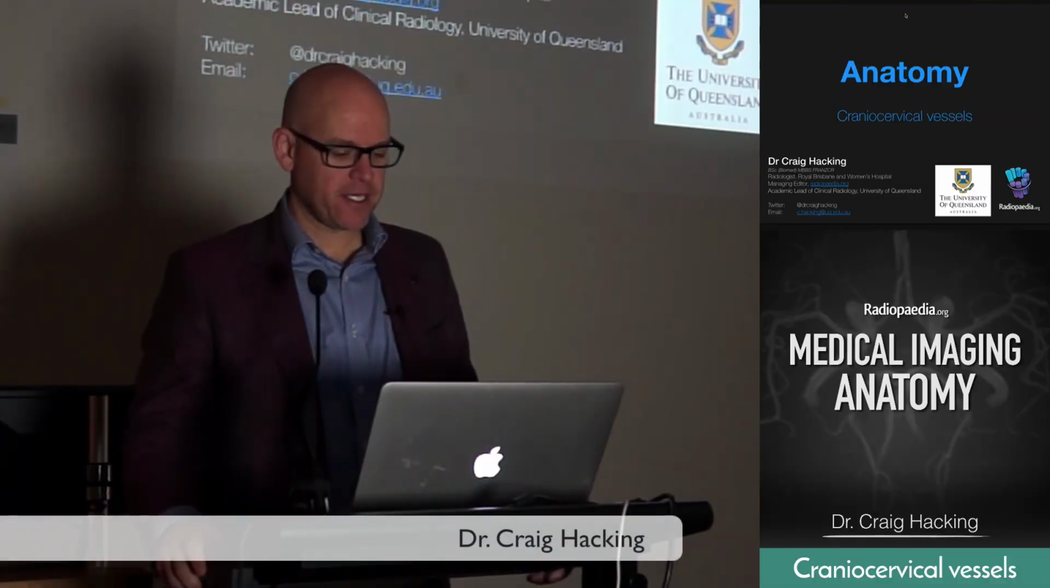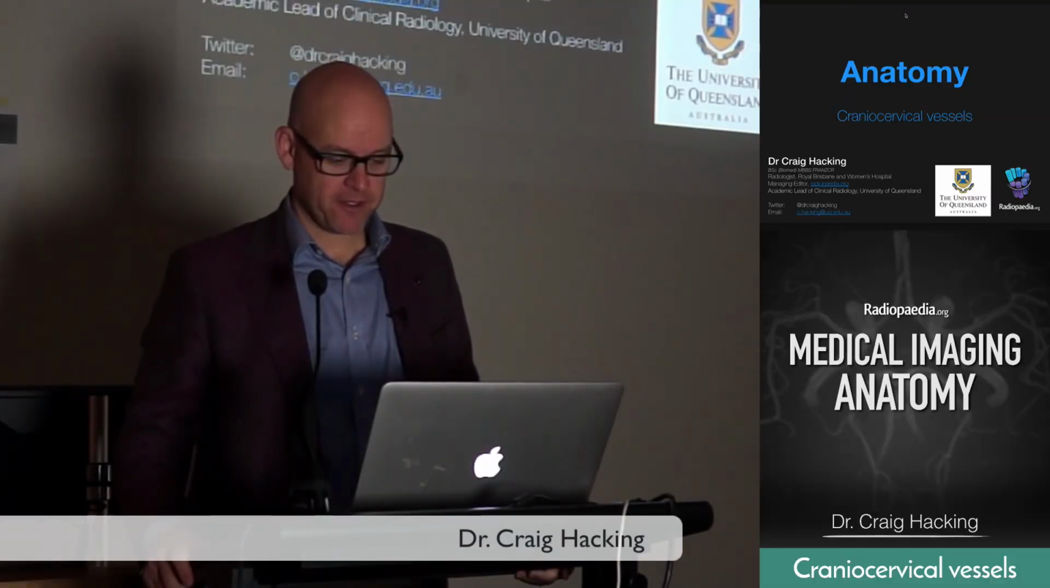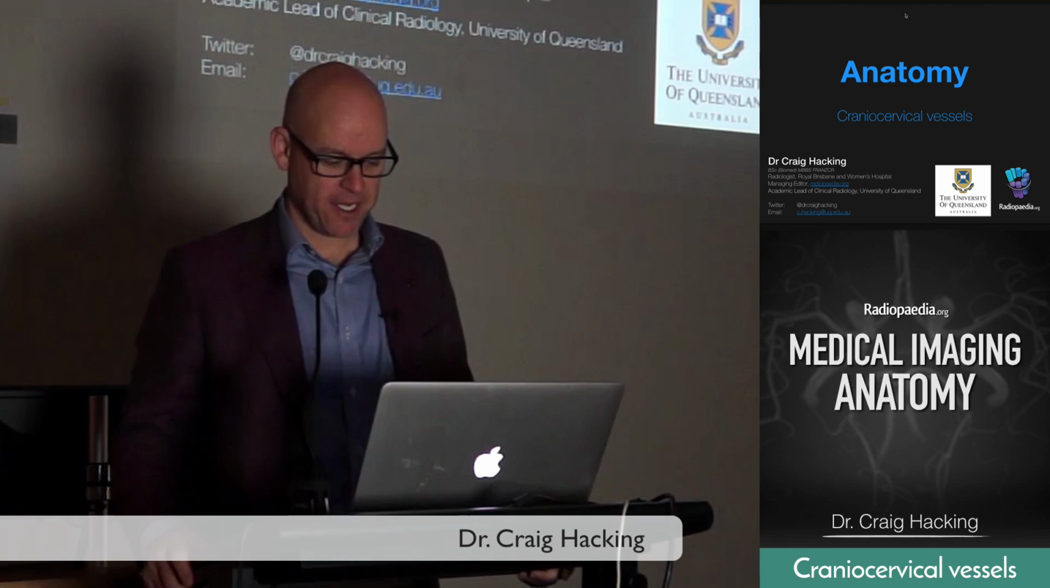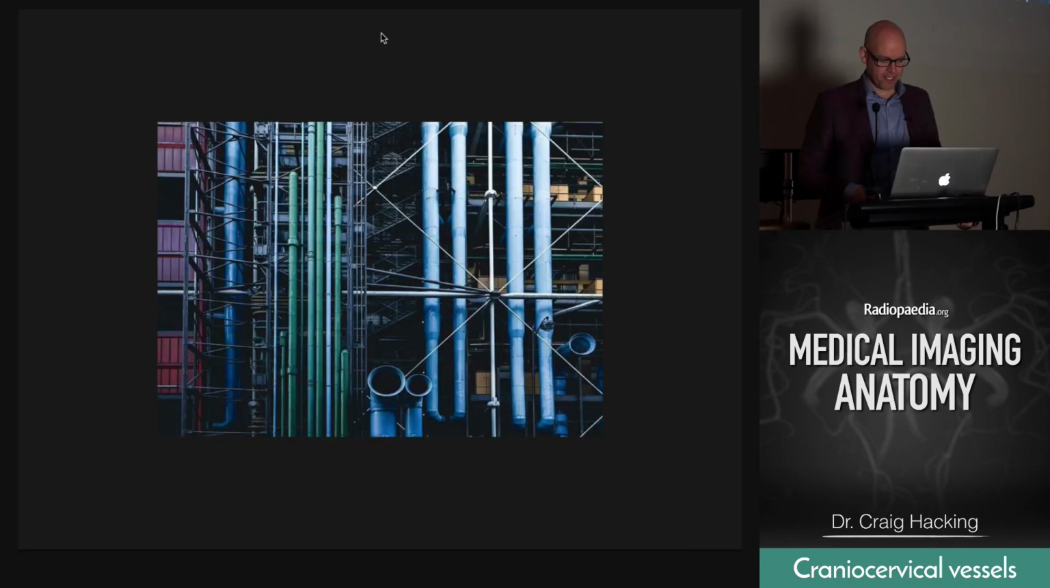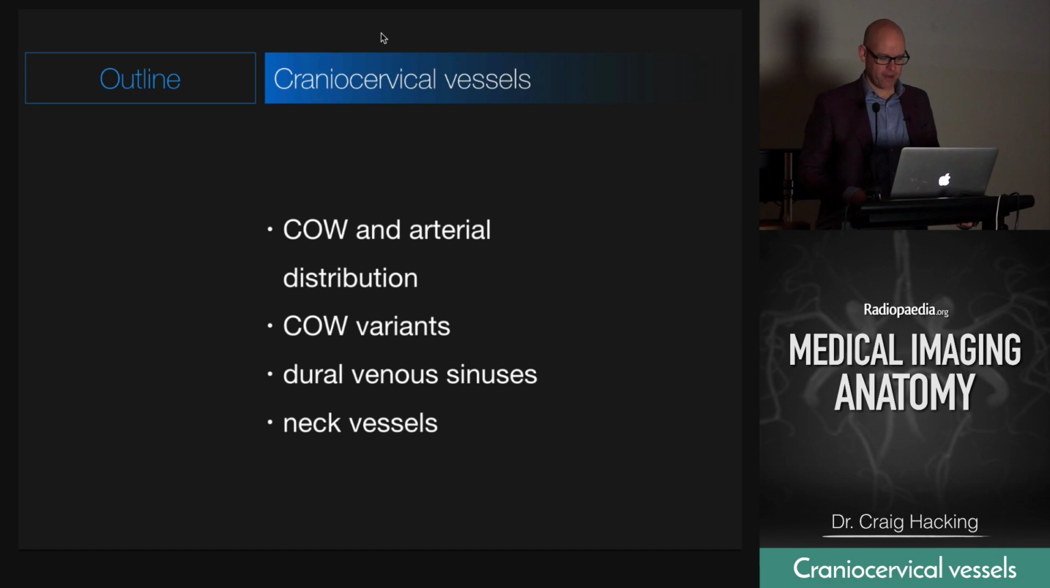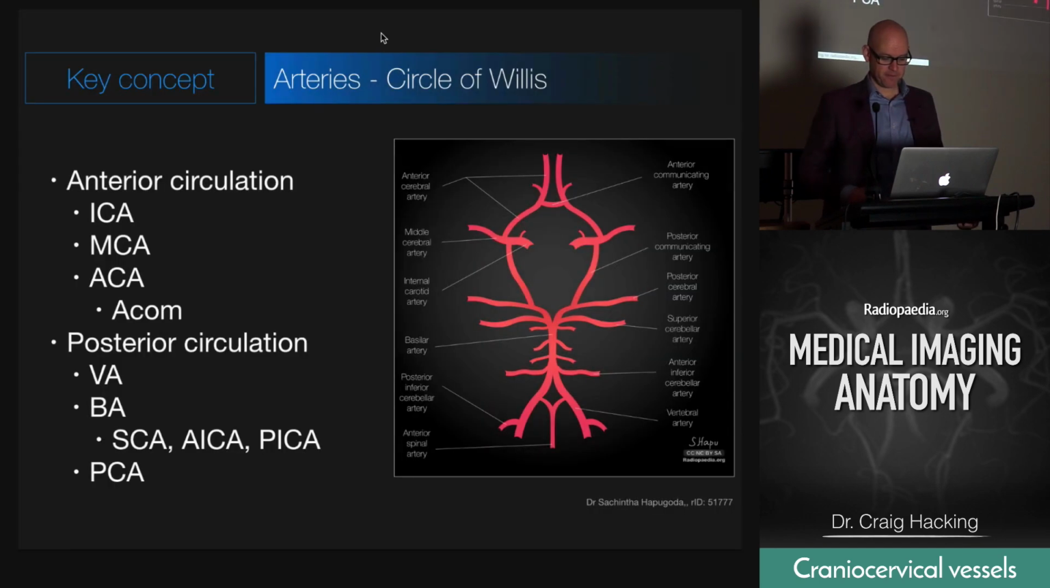So our next topic is the vessels. We're going to talk mainly about the vessels of the brain, but also of the neck in the second half. Pipes going everywhere. That's what it sometimes feels like. Talk about the circle of Willis and how it's distributed. Talk about some of the variants that are worth knowing about because they do have some clinical implications. The dural venous sinuses and then some of the neck vessels.